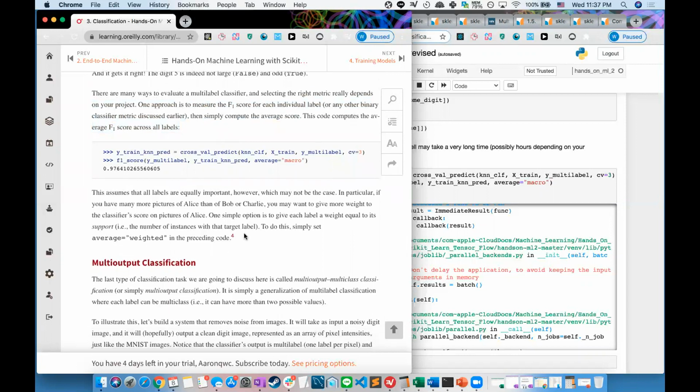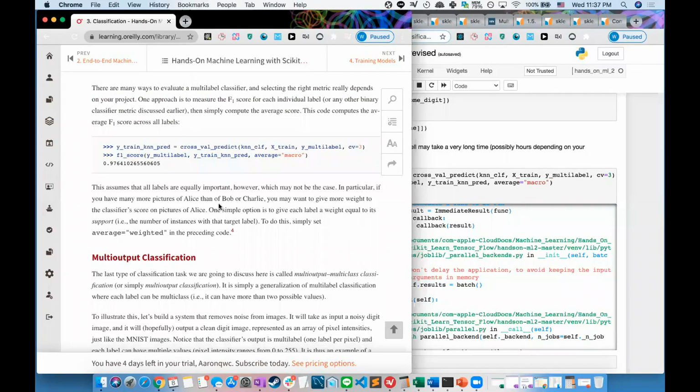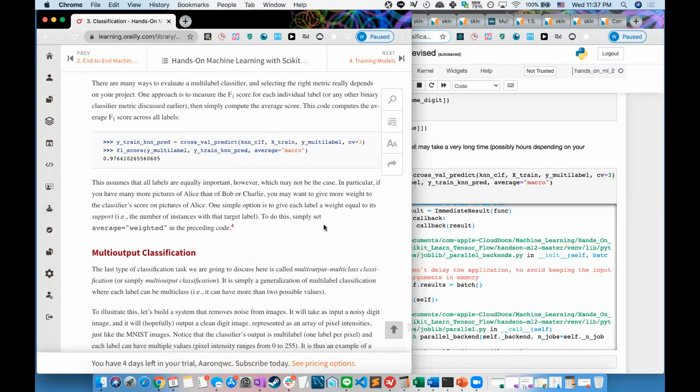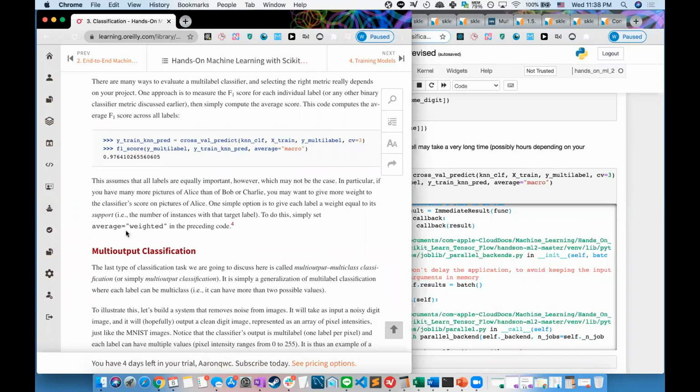Cool. Let's assume that all labels are equally important, however, which may not be the case. So I guess, in some use cases, not all labels are equally important. In particular, if you have many more pictures of Alice than of Bob or Charlie, you may want to give more weight to the classifier's scores on pictures of Alice. One simple option is to give each label a weight equal to its support, the number of instances with that target label. To do this, simply set average equals weighted in the preceding code. So basically just change this to weighted.